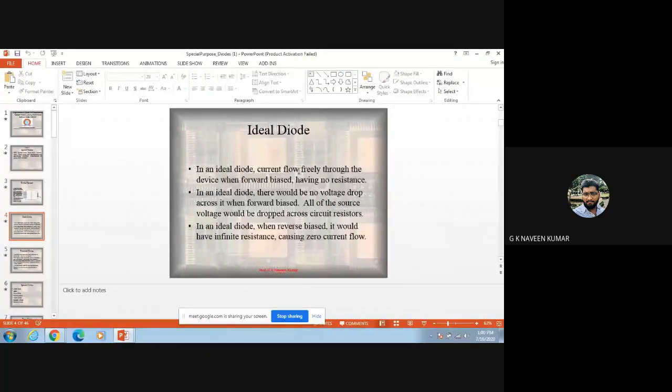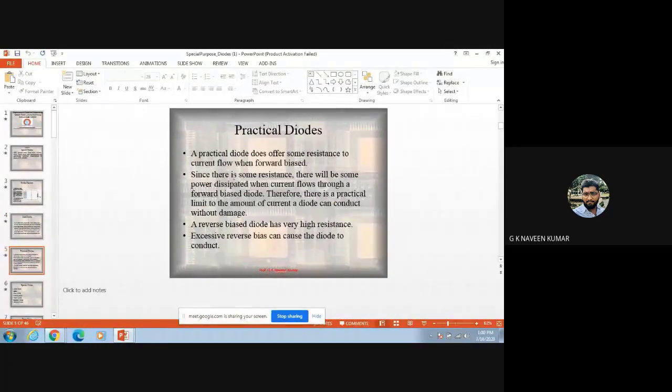In an ideal diode, current flows freely through the device when forward biased, having no resistance. There will be no voltage drop across it when it is forward biased. That is, VD equal to 0.7 or VD equal to 0.3 will be neglected in the ideal diode. All of the source voltage would be dropped across the circuit resistors. And in an ideal diode, when reverse biased, it would have infinite resistance, which is nothing but a complete open circuit and zero current. These are the characteristics of an ideal diode.